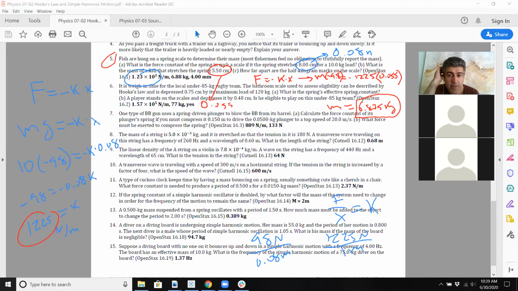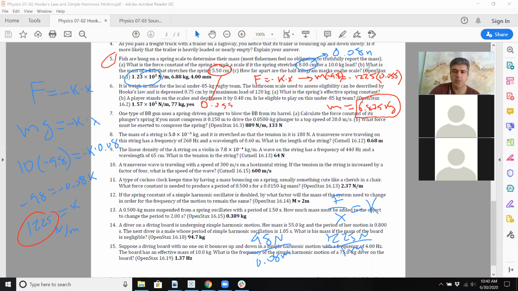And then part C, how far apart are the half kilogram marks on the scale? Okay, that's a fun one. I guess the way that works is it's going to show itself as a vertical scale. So as you weigh it down, it shows, okay, here's how much weight or mass you have. So part C is going to be a little bit tricky, but I'll give you a strategy.